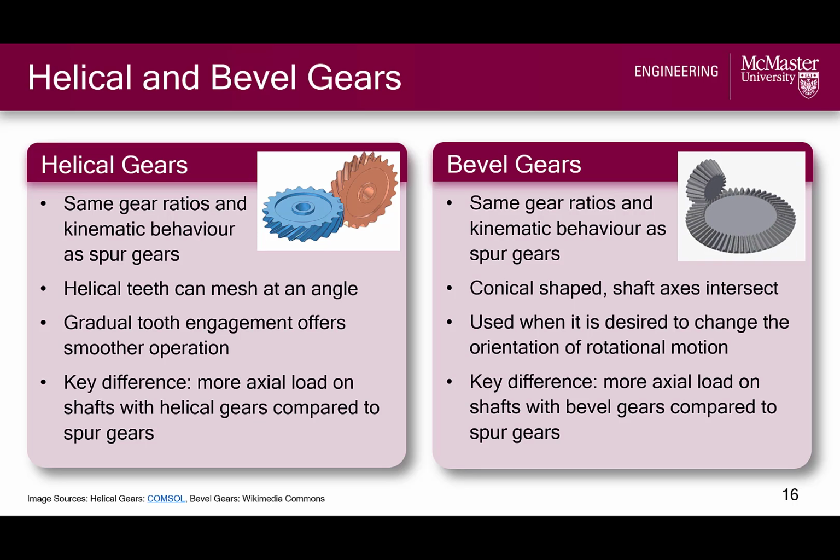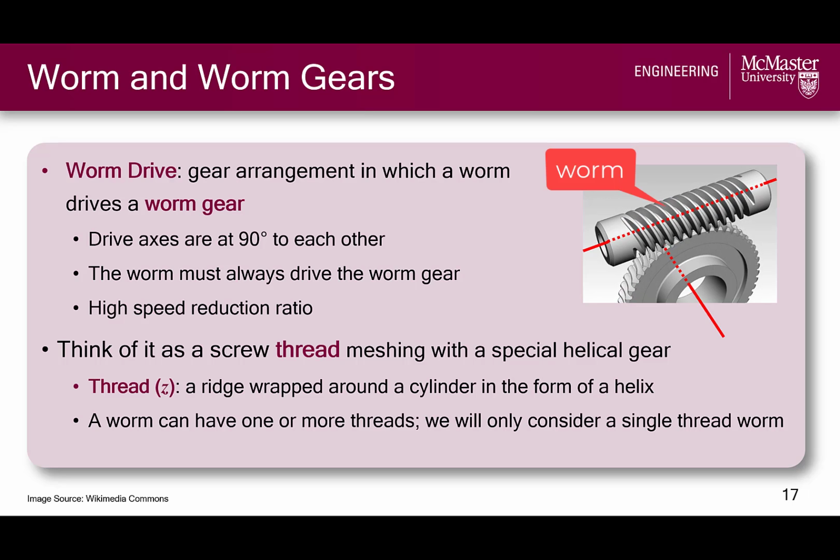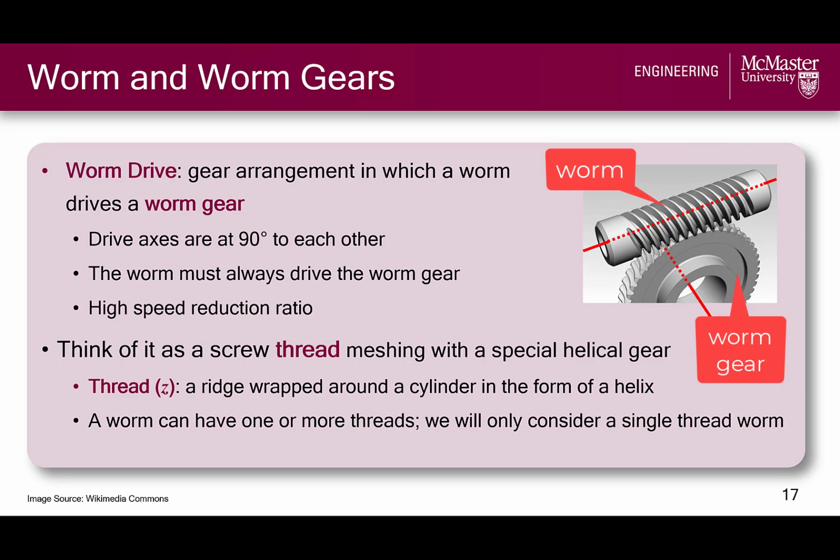Another gear type that has perpendicular input and output drive axes is the worm and worm gear. You can think of the worm as a gear in the form of a screw, and it always drives the worm gear. The greatest feature of the worm and worm gear design is that it is capable of very high speed reductions going from the worm's input axis to the worm gear's output axis. In this arrangement, the worm or screw thread meshes with the worm gear's teeth. A worm gear can have one or more threads, but we'll consider a worm with a single thread only.